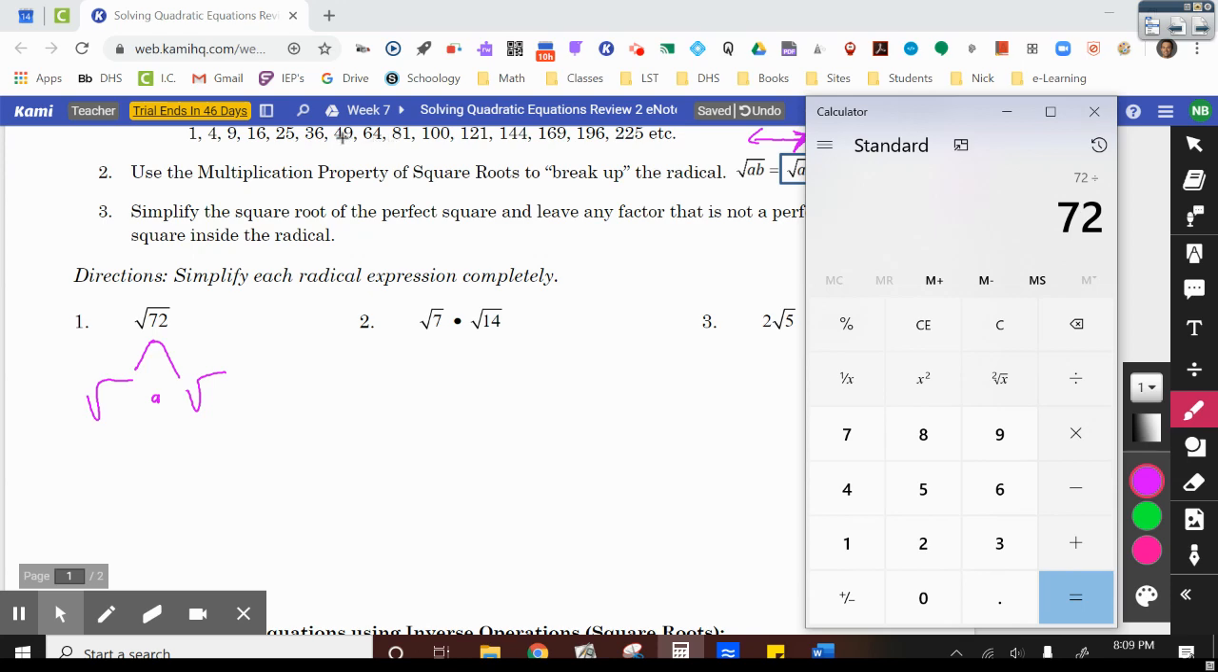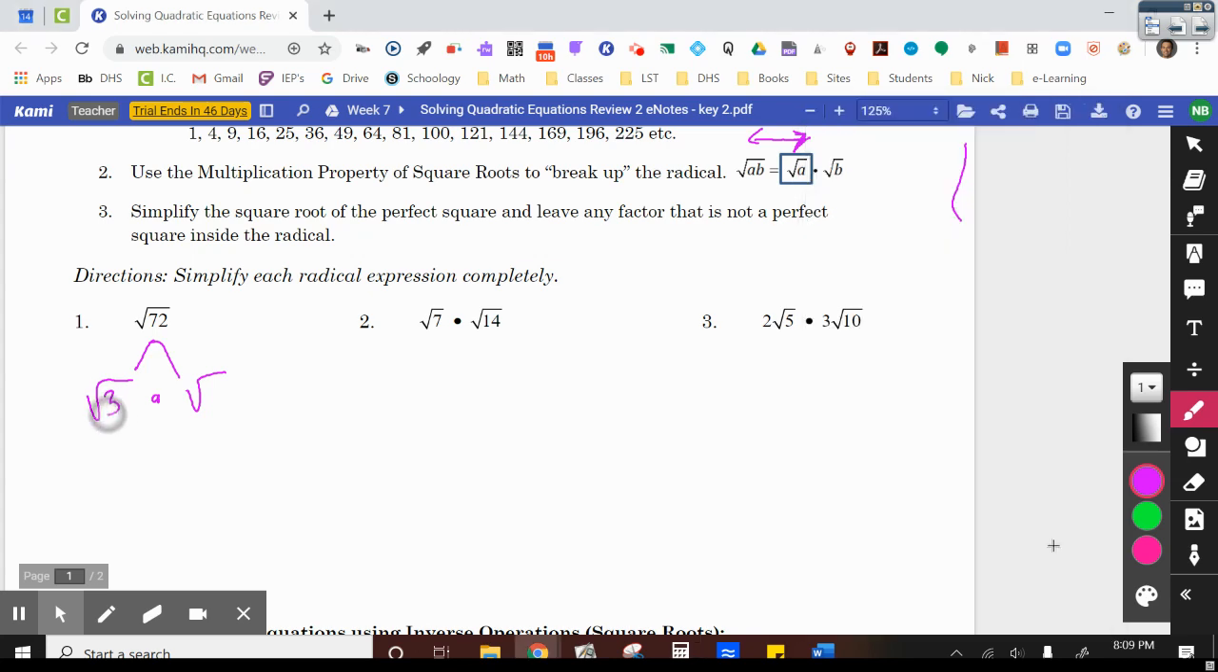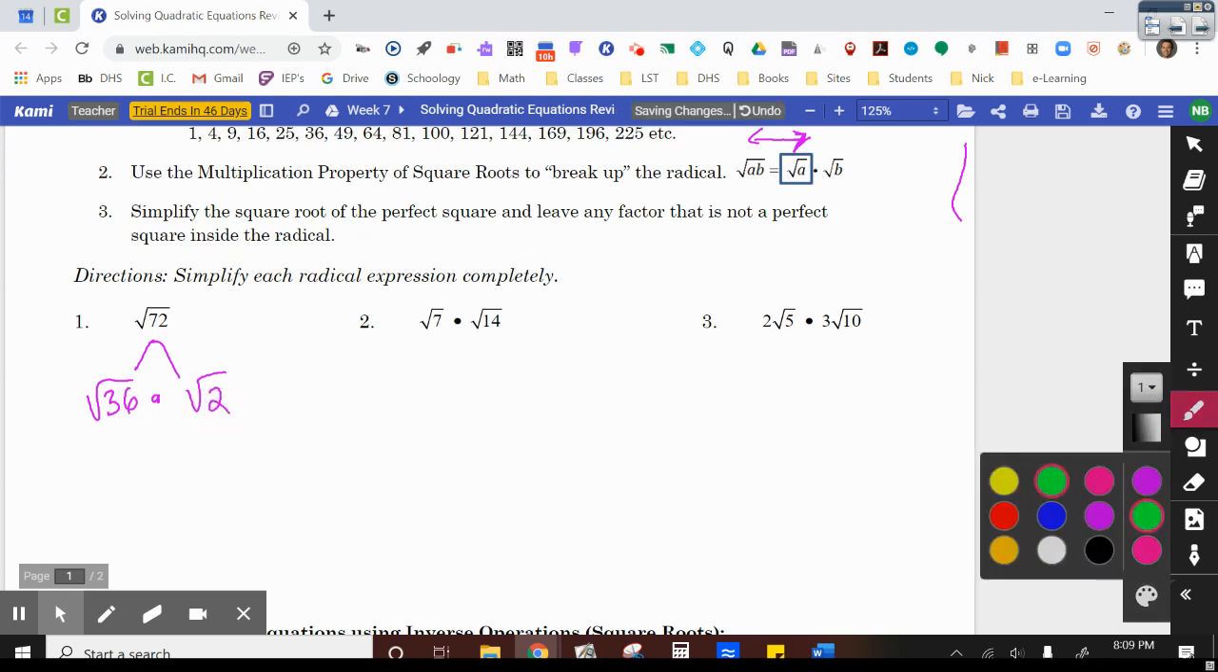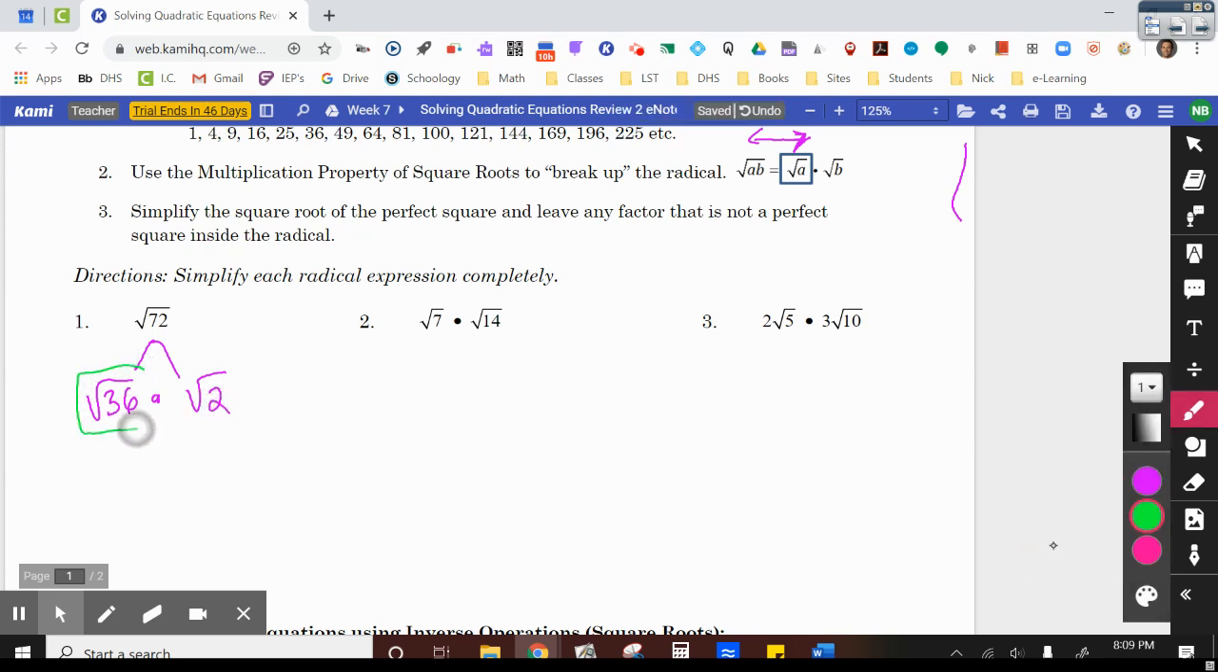I look down here: 49 is too big, 64 is too big, so let me try 36. We take 72, divide it by 36, and lo and behold, it's a factor. It divides evenly into 2. So we're going to break up the square root of 72 into the square root of 36 times the square root of 2. The square root of 36 is that perfect square number, so that turns into 6, and that rad 2 simply stays as rad 2.